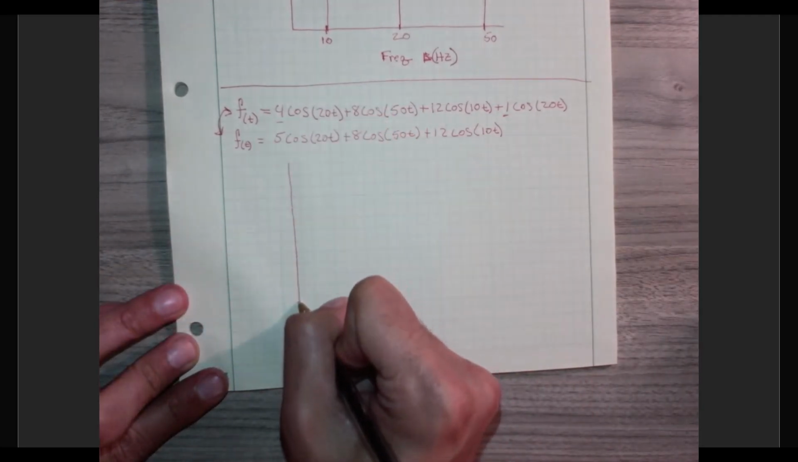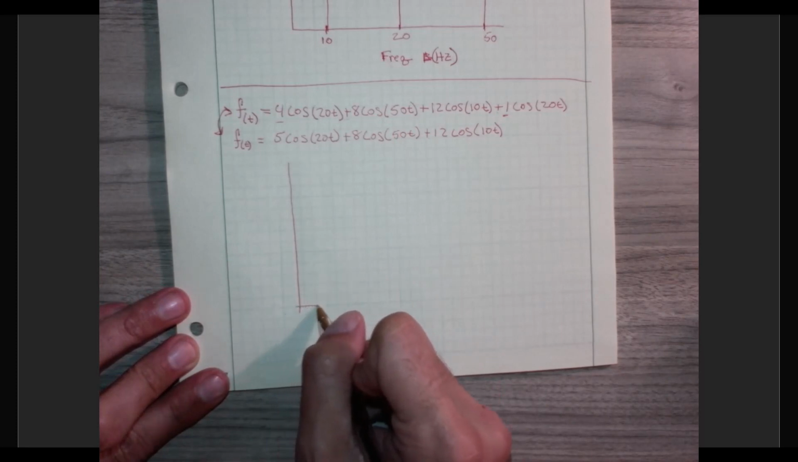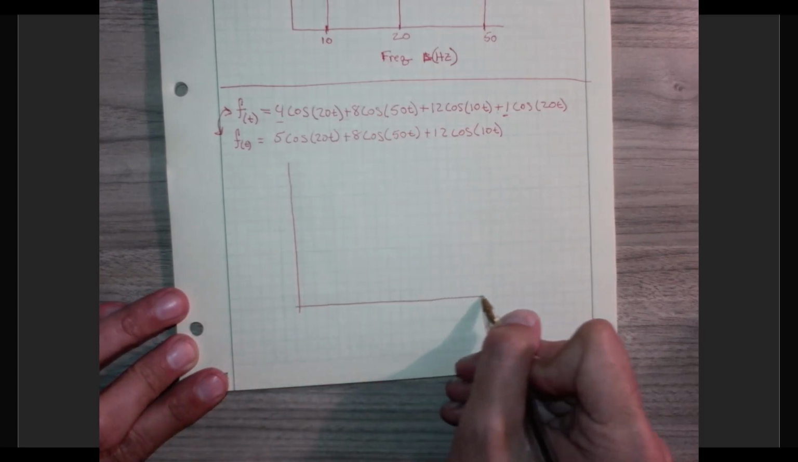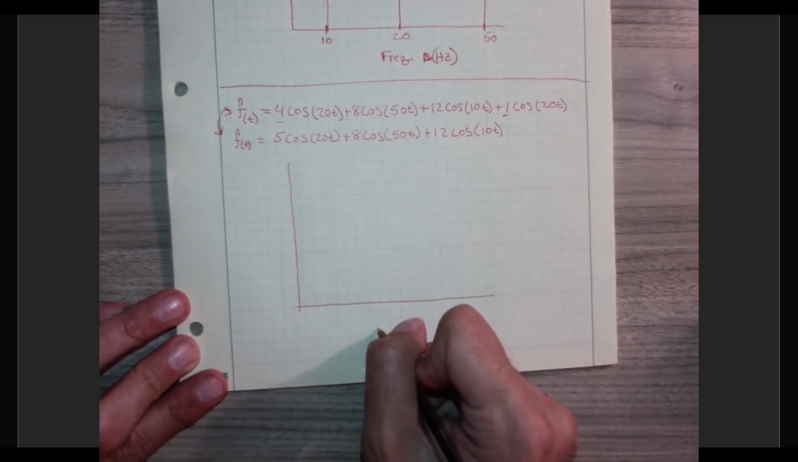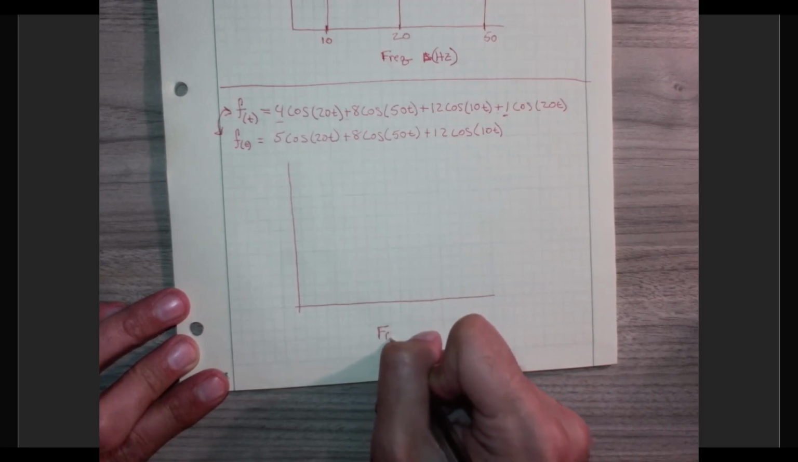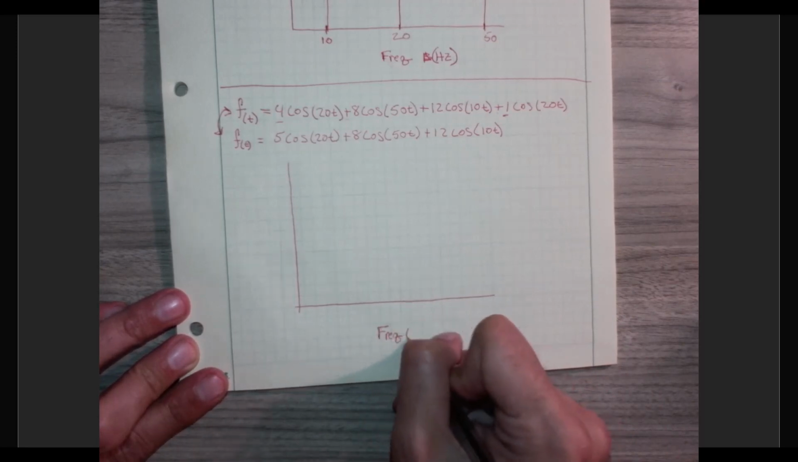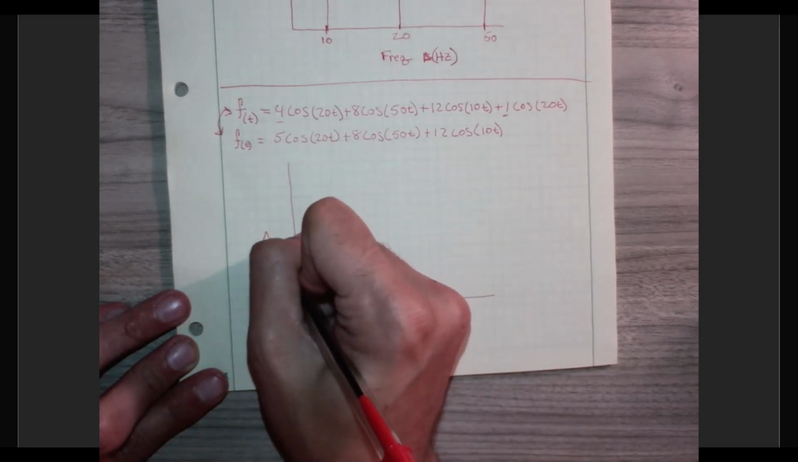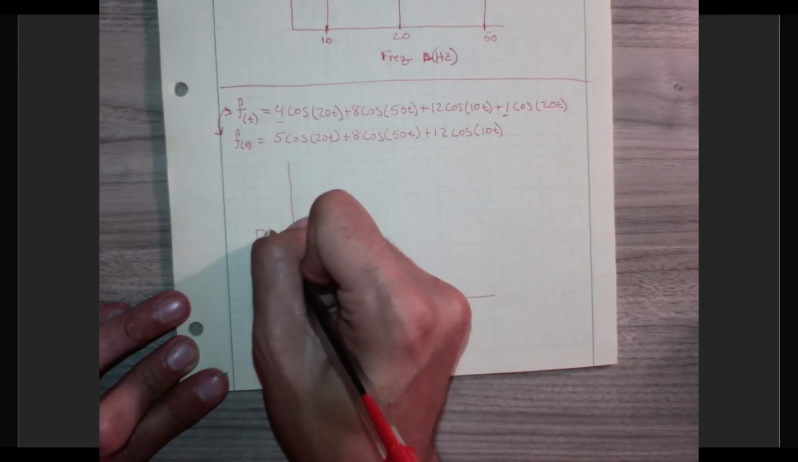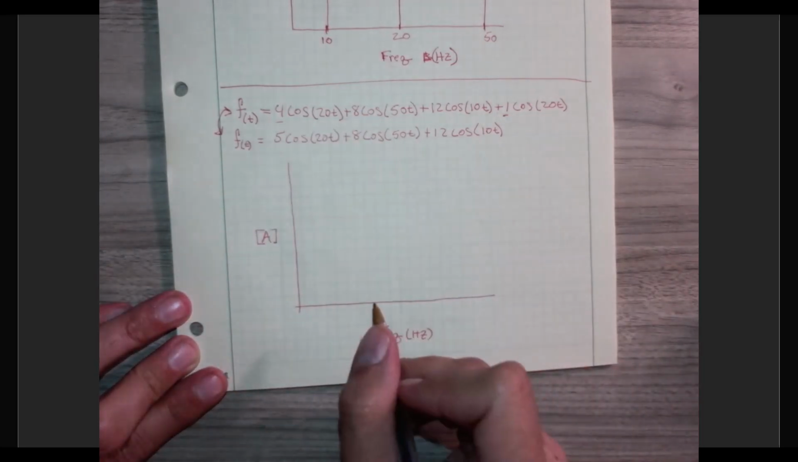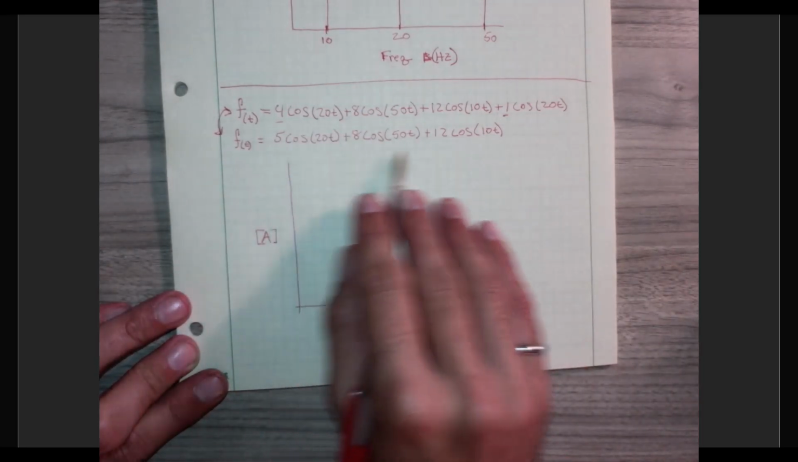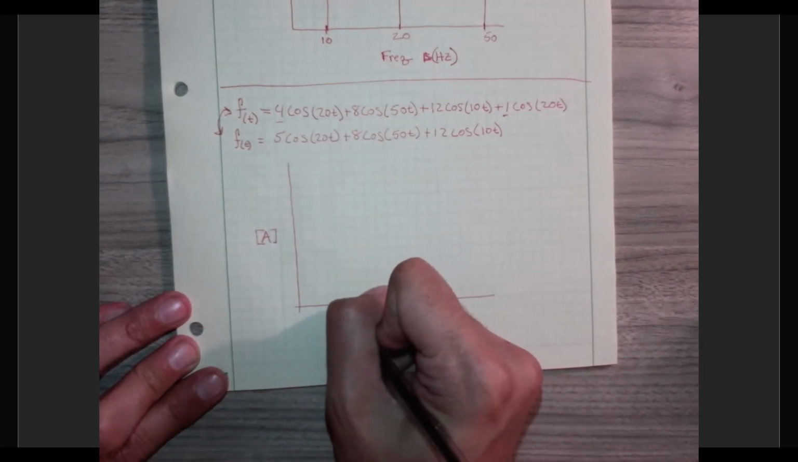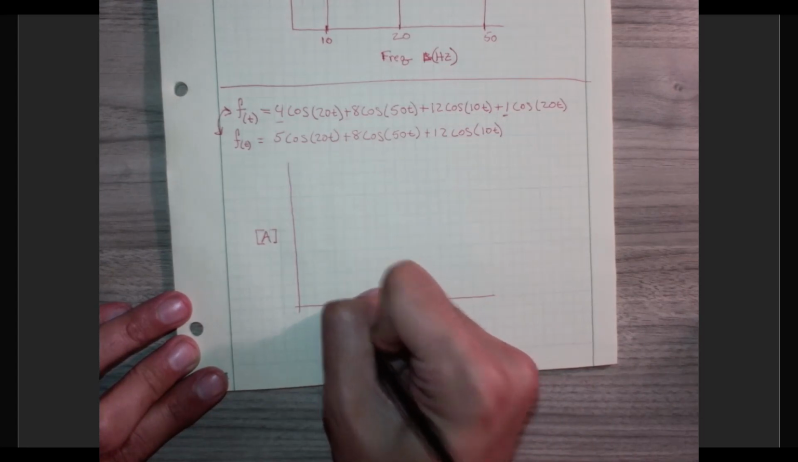And just like we did before, this is a fairly simple task here, right? We're going to create our 2 axes. Down here we have our frequency in hertz. We have our amplitude up here. And we're going to pick something. I like starting down here again at 10. So let's go right here.